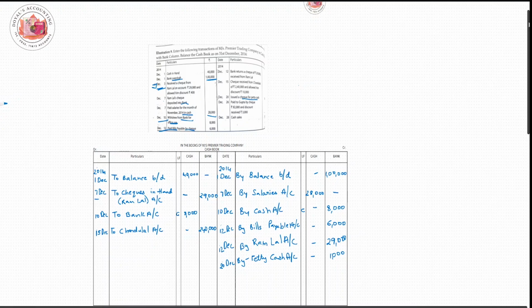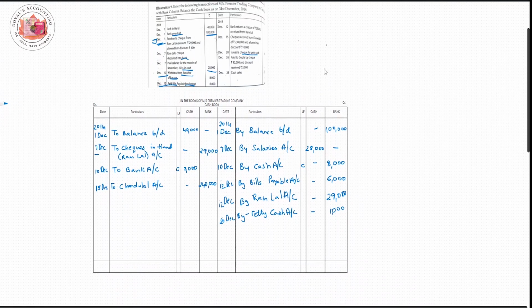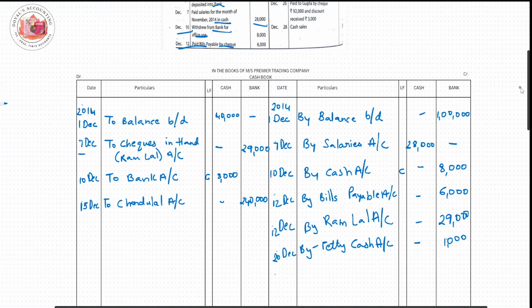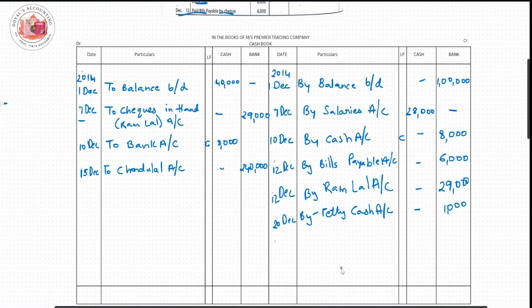So we will first record the bank transaction, which will be in the bank book. We are paying a check, so that will come on the credit side. We are paying 92,000. Which date? 26th December. Merry Christmas. By Gupta, 92,000.